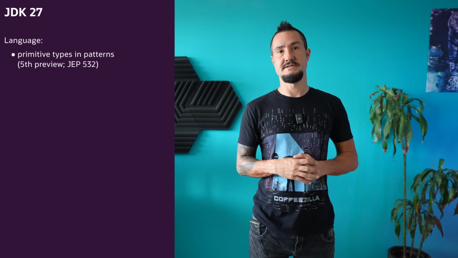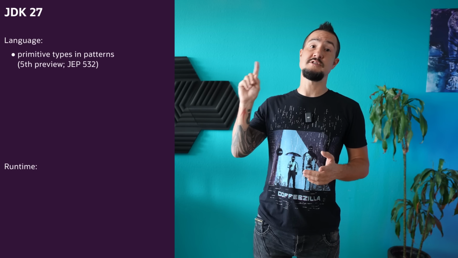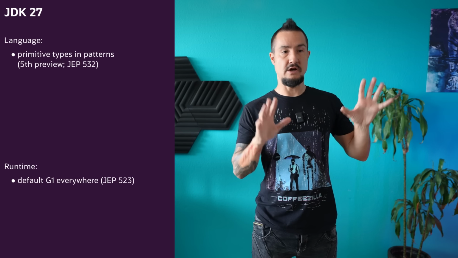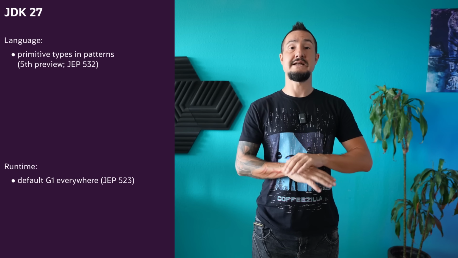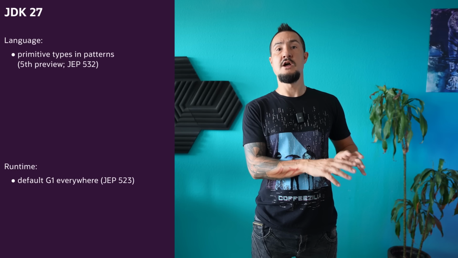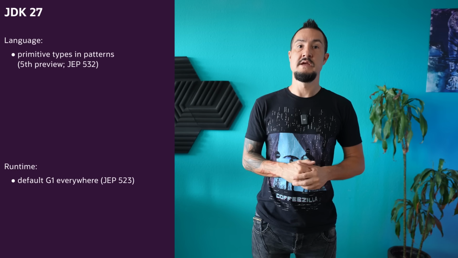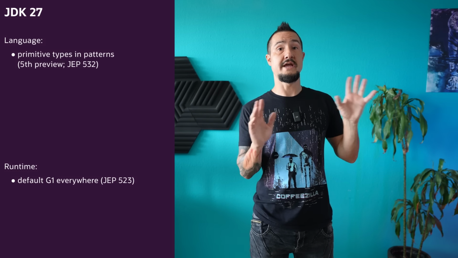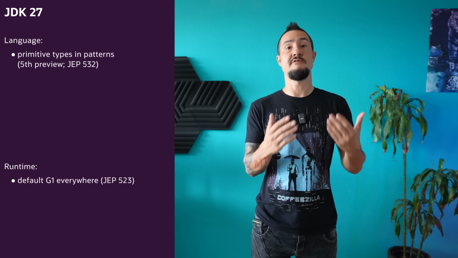JDK 27's ramp down phase 1 started in early June, which means its features are set in stone. For the language, the only change is the 5th preview of primitive types and patterns. The runtime sees 2 new defaults and 1 addition. G1 is now the true default garbage collector, being selected in all environments, even in those with only a single CPU or limited RAM, where serial GC used to be selected. Serial is not going anywhere though, so in case G1 doesn't suit your application, you can of course still select serial GC.